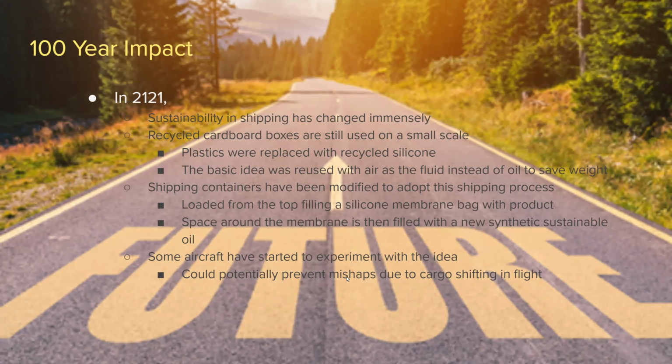The 100-year impact: in 2121, sustainability in shipping has changed immensely. Recycled cardboard boxes are still used on a small scale. Plastics were replaced with recycled silicone. The basic idea was reused with air as a fluid instead of oil to save weight. Shipping containers have been modified to adopt this shipping process, loaded from the top, filling a silicone membrane bag with products, and then the space around that membrane will be filled with a new synthetic sustainable oil. Some aircraft have also adopted this idea to potentially prevent mishaps due to cargo shifting in flight.